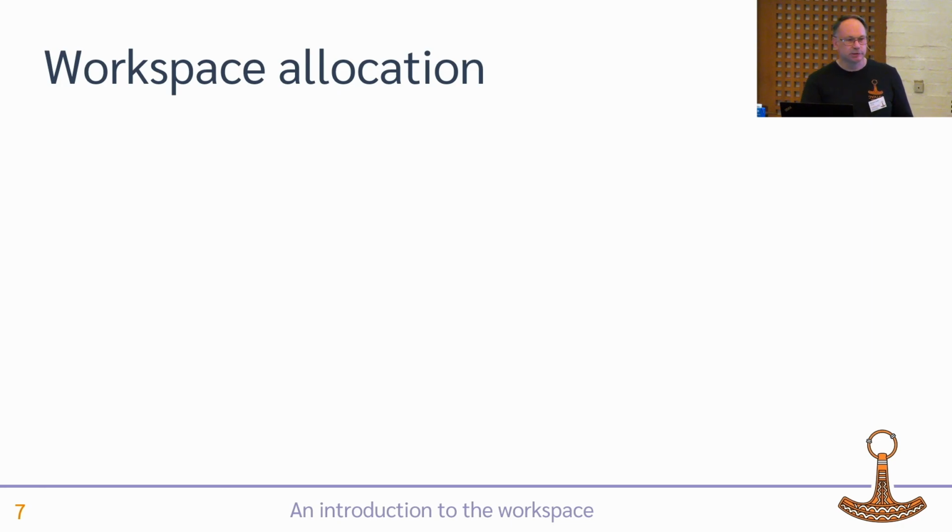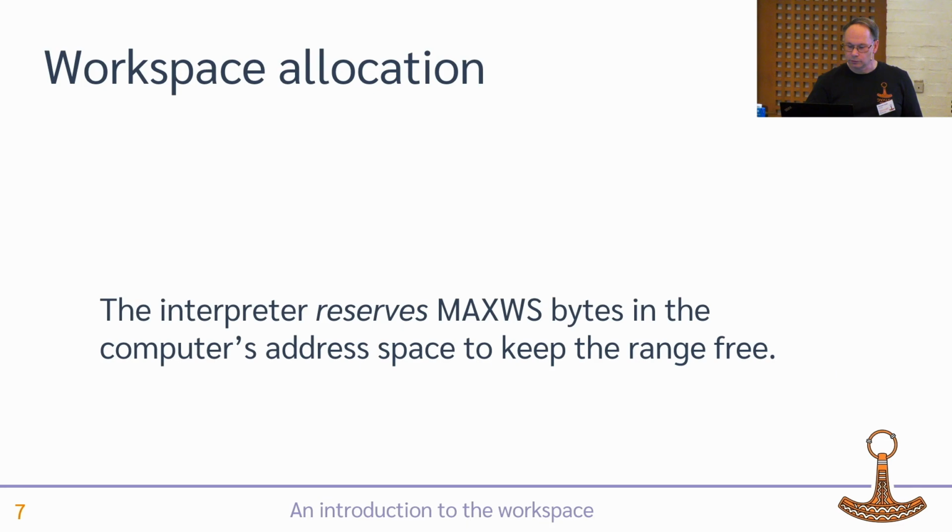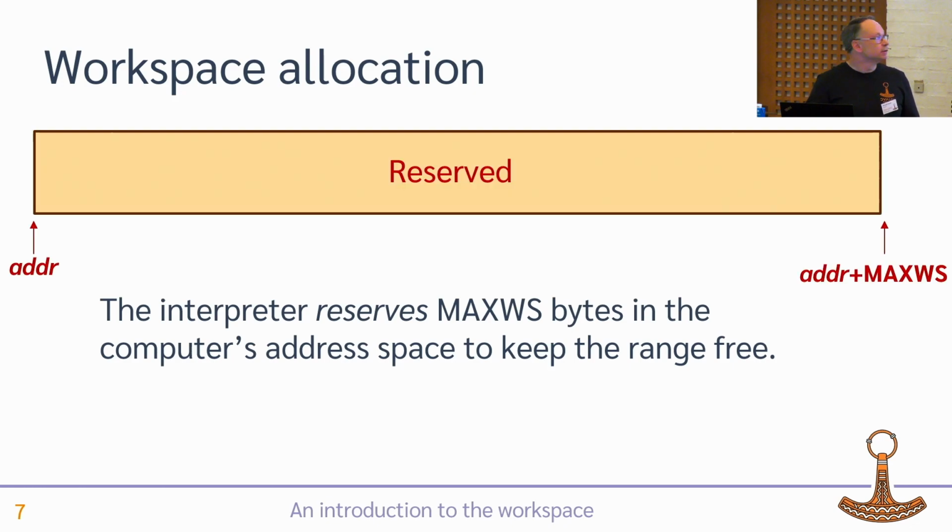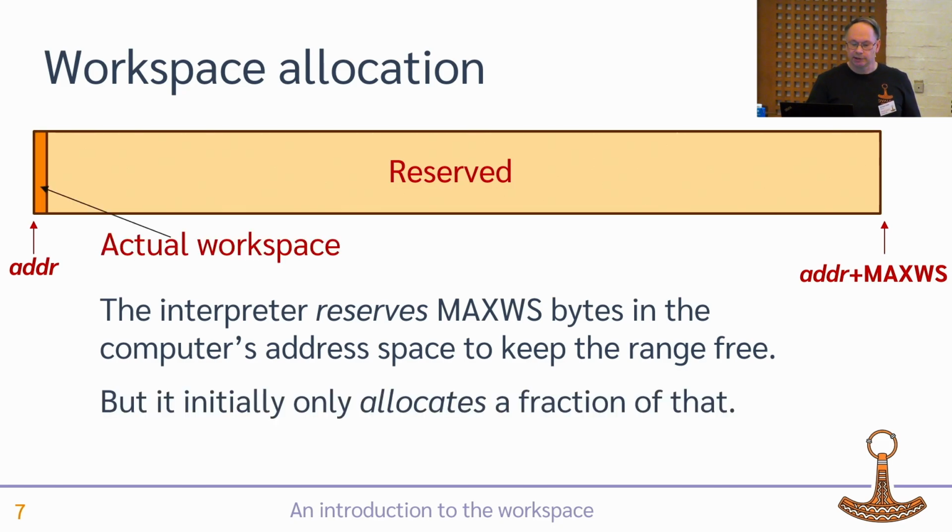So let's look at the initial allocation first of all. What the interpreter does is it reserves enough space in the computer's address space for the maximum workspace size. So we've got a huge chunk of reserved memory addresses so that nothing will get in the way. But we only actually allocate a teeny tiny workspace to start with. As of 19.0, that's 1/32 of max_was.